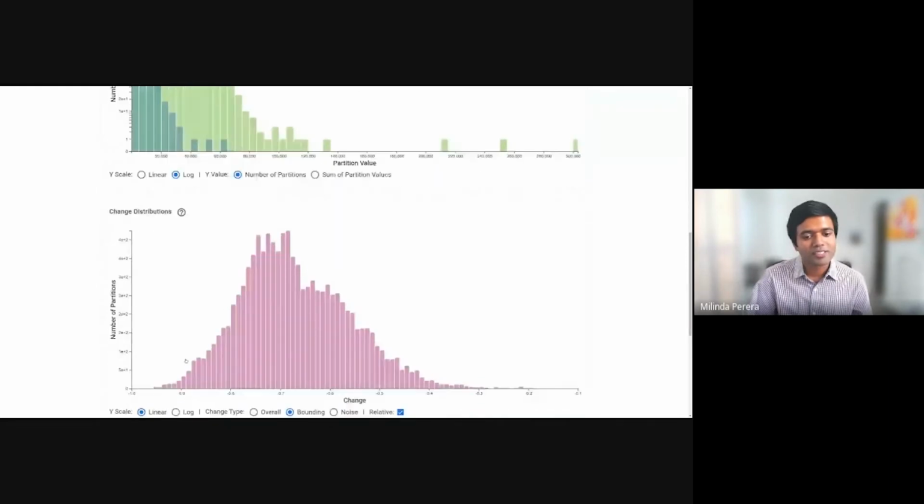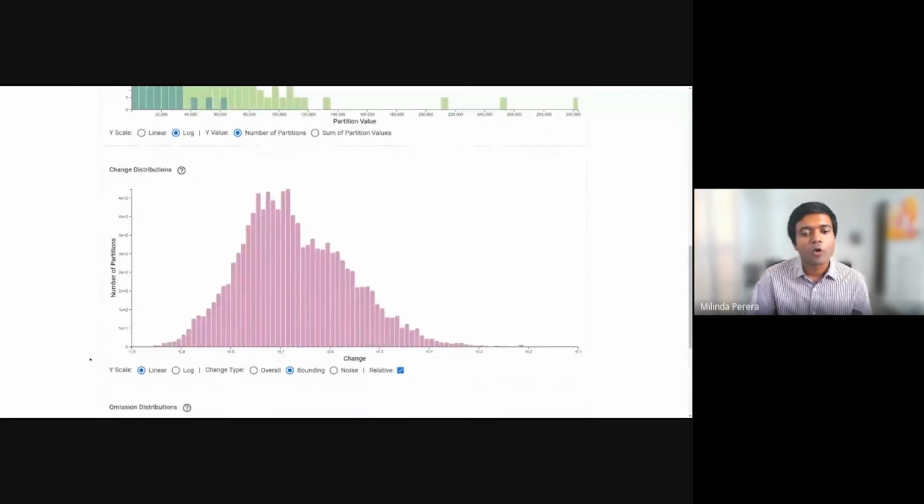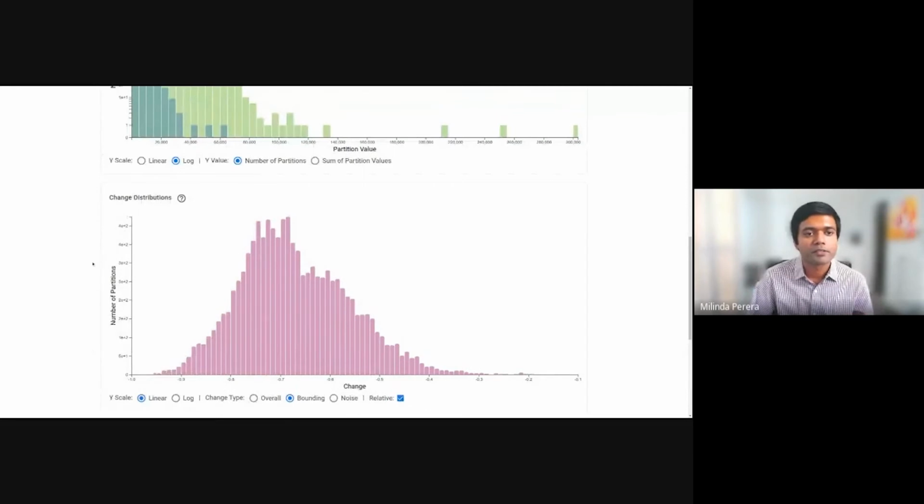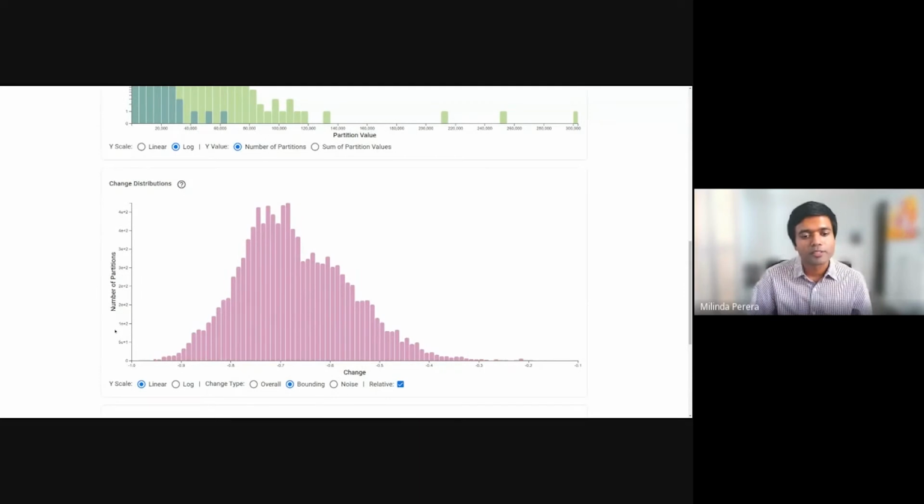The next plot is about how much change is introduced by the anonymization pipeline. In the previous plot, you can see the overall difference. This particular plot tries to explain how this change is distributed. Again, it's a histogram. The x-axis is the relative change, like buckets of relative changes. And the y-axis is the number of partitions that experience that amount of change.